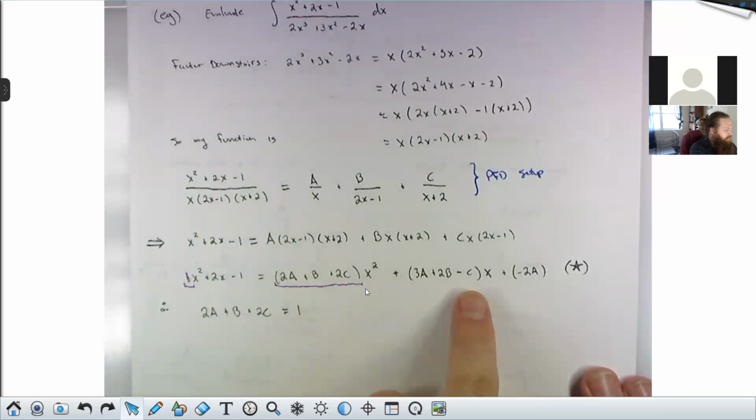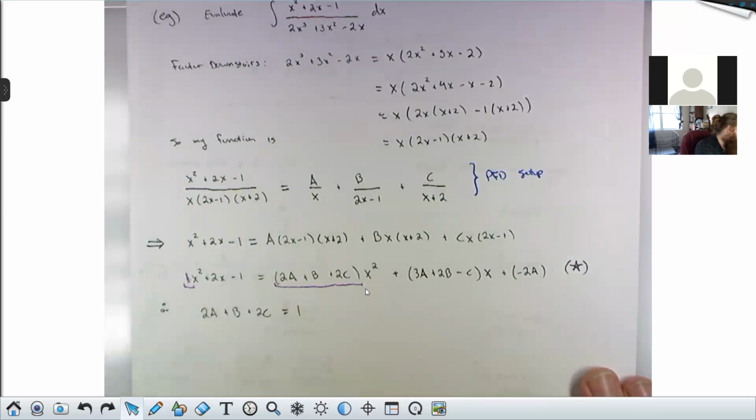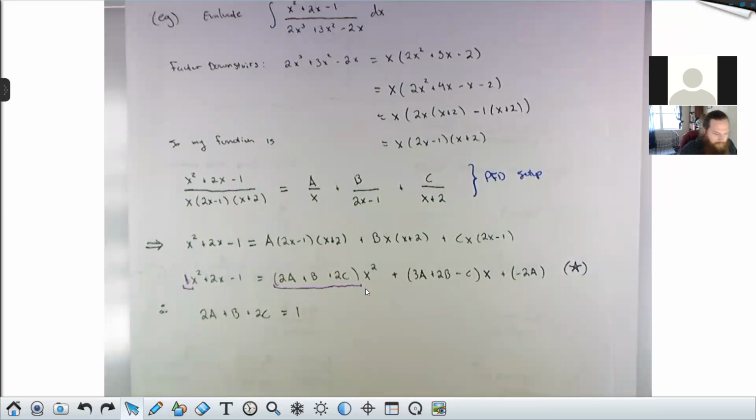3a plus 2b minus c has to be equal to the coefficient of x on the left, which is 2.